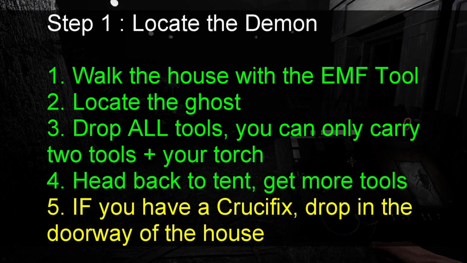During editing, guys, I realised I might have missed some information here. Step 1 of this game is to locate the demon. To do that, I'm planning on walking the house with the EMF tool. I'm looking to locate the ghost. Once I have located the ghost, I will drop all my tools. Okay, apart from the torch. You can only carry 2 tools plus your torch. So I'm going to have to drop whatever 2 tools that I walked in with. I'll then head back to the tent and I'll get more tools.